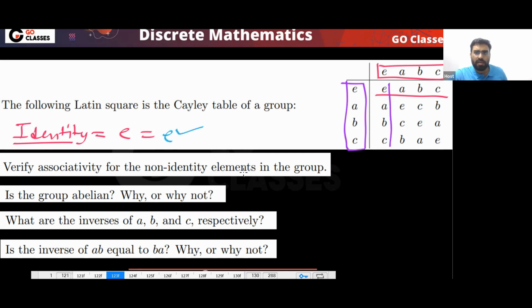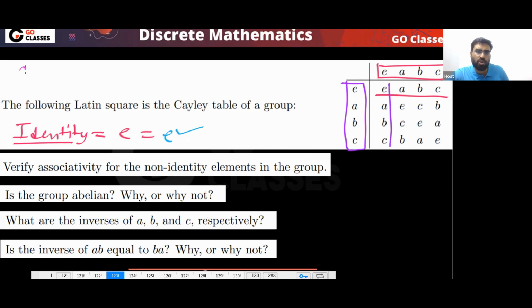What else? Now, if you want to check associative property, now don't take E. The remaining three elements you can take. So now check associative property. Still it will take a lot of time. Remember, still it will take a lot of time. That is the reason in the GATE exam so far they have not asked associativity from the Cayley table. Like they will give you Cayley table and then they will ask you associativity. They have not done this so far because still it will take more time.